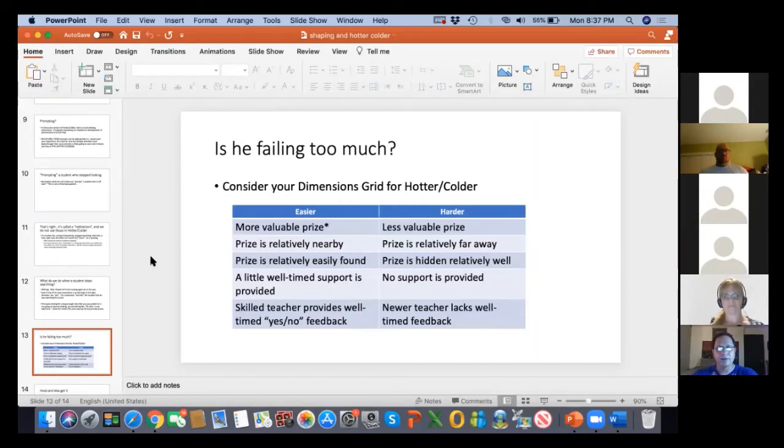Is anyone here familiar yet with dimensions grids? I don't think so. Okay. I would have guessed you guys might not be. I'll orient you to them now.